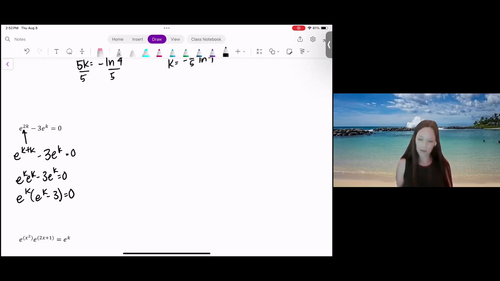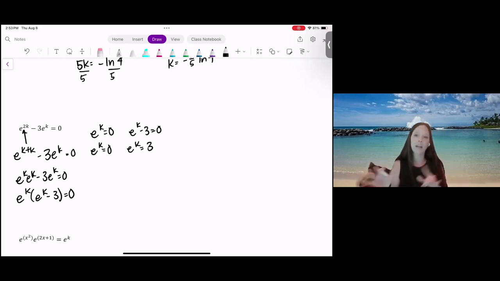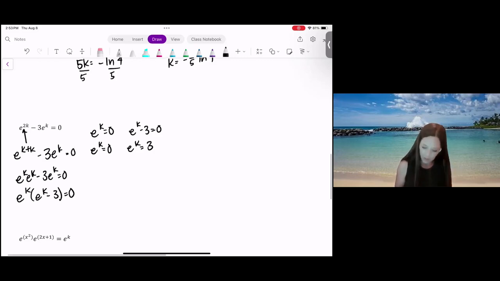And then using the zero product property, that means that e to the k equals 0 and e to the k minus 3 equals 0. Or e to the k equals 0 and e to the k equals 3. And then I can go ahead and take my logarithms or rewrite them in logarithmic form. E to the k, no number to an exponent is going to give me a 0. So e to the k equals 0 does not work for me. If I took the natural log of e to the k equals natural log of 0, I cannot take the natural log of 0. That's an undefined value, so this is not going to work out for me.